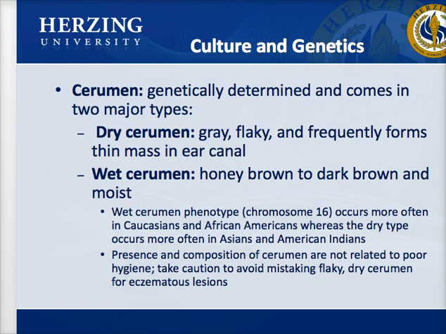One of the most significant risk factors predisposing infants to acute otitis media is secondhand smoke. Genetic variations of the type of cerumen are tied to chromosome 16. So, dry cerumen is gray, flaky, and frequently forms a thin mass in the ear canal. Wet cerumen is honey brown to dark brown and moist.